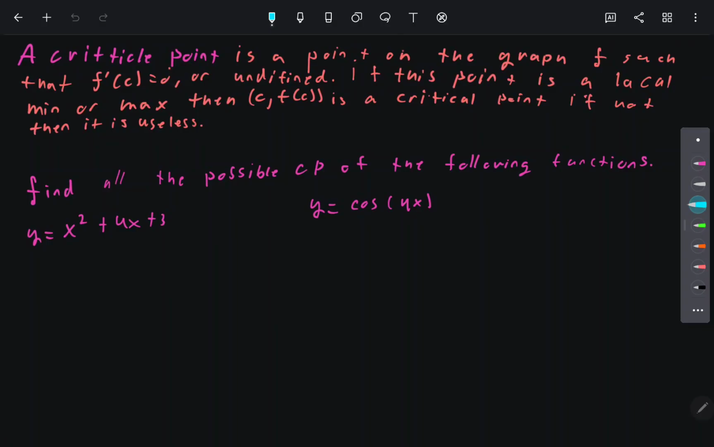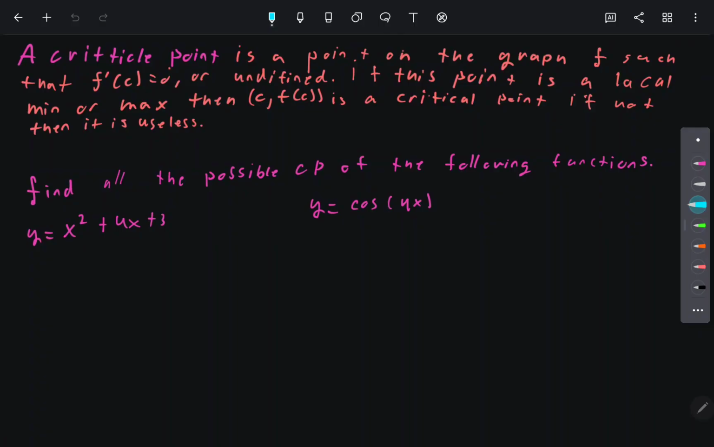Finally now, we're going to be looking at critical points. A critical point is a point on the graph of f such that f prime of c is 0 or undefined. If this point is a local min or max, then c, f of c is a critical point. If not, then it's useless. That is my own terminology.